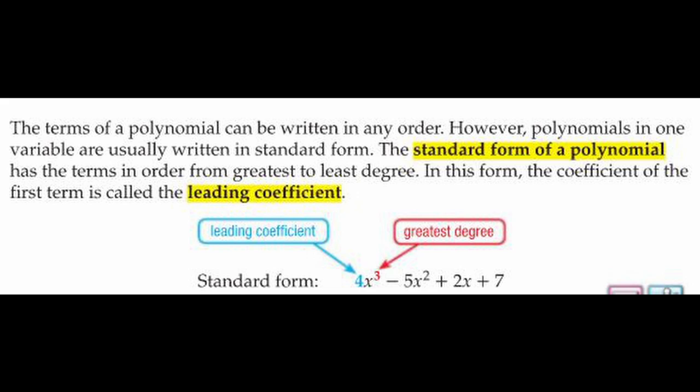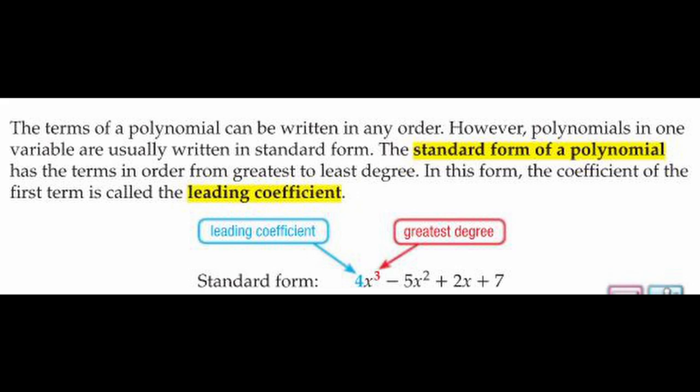So you need to put your terms in order of degree from highest to lowest. Whatever the sign is in front of it always follows the term. So if you had to rearrange these, the negative would always be in front of the 5x squared no matter what. It would never change to a plus 5x squared. It would always be a minus 5x squared.